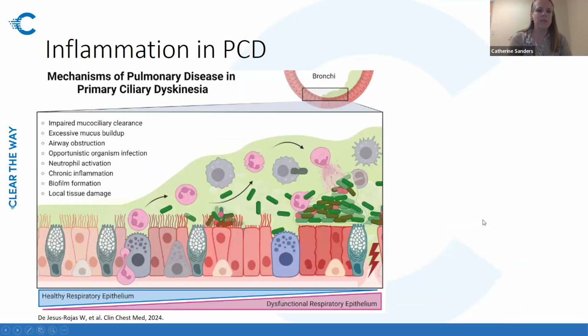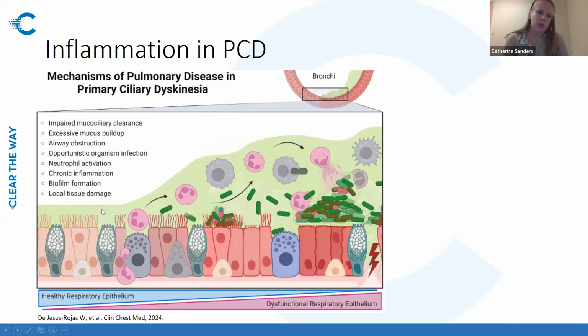So I want to talk for a moment about inflammation. And this may be something you hear more about in the future. So this nice diagram here is from a new review paper from Dr. De Jesus Rojas and colleagues. So what you see over here on the left side of the picture is healthy airway. So the cells look nice and pink. You have the cilia on the top and a small layer of mucus on the top.